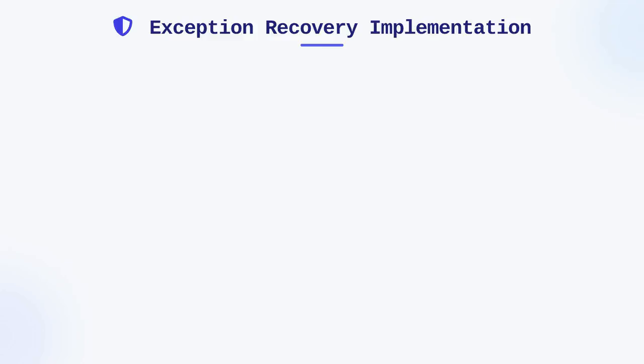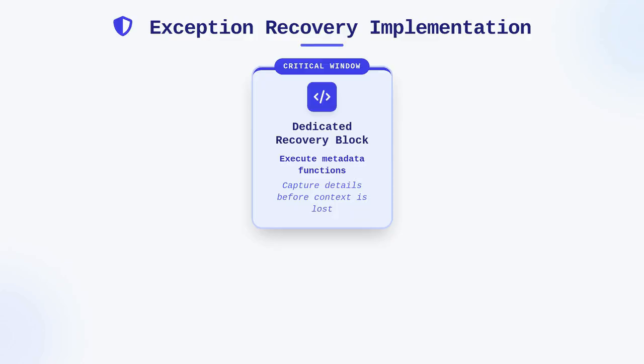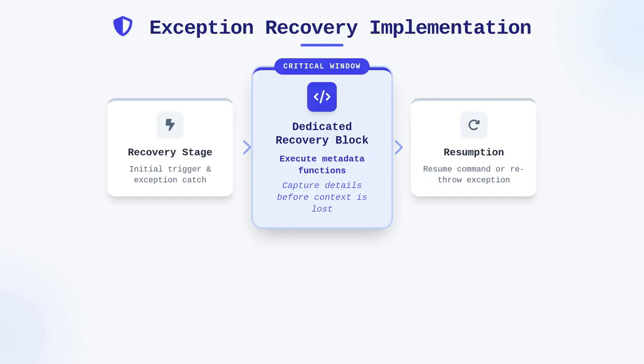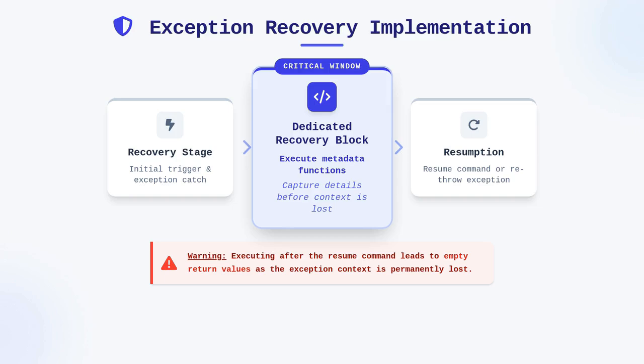The implementation of these functions should always occur within a dedicated recovery block, immediately following the recovery stage but prior to the resumption or rethrowing of the exception. If you wait until after the resume command is executed, the context of the specific exception is lost, and the global exception functions will return empty values.